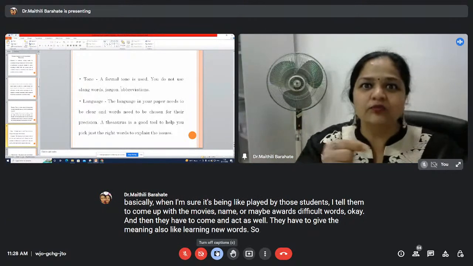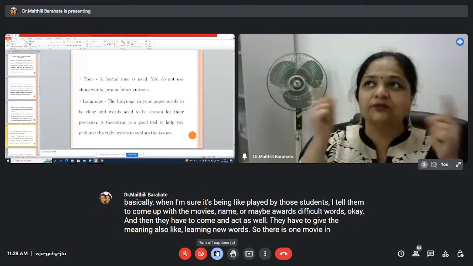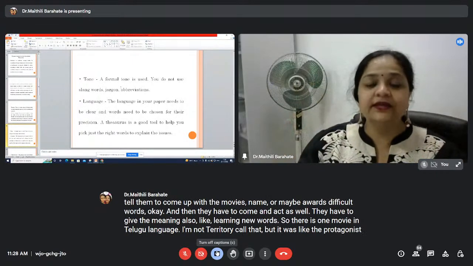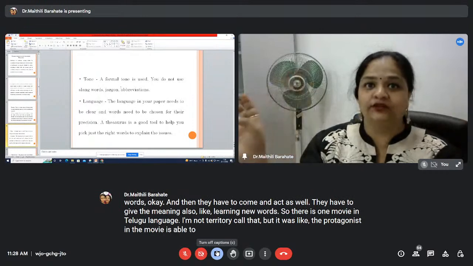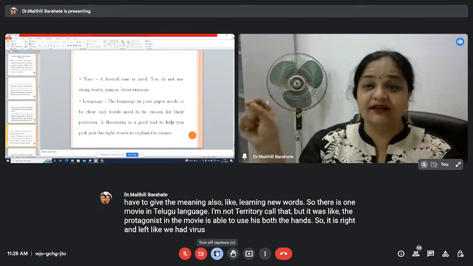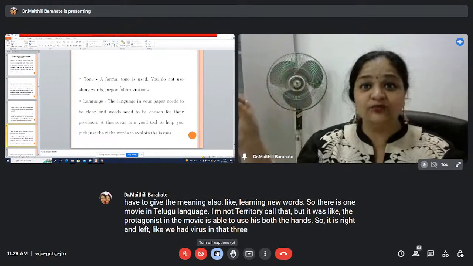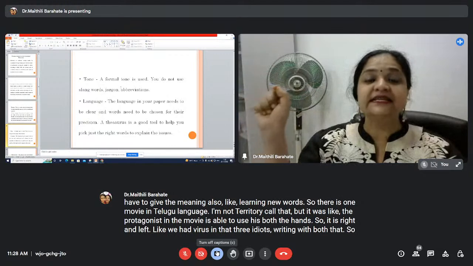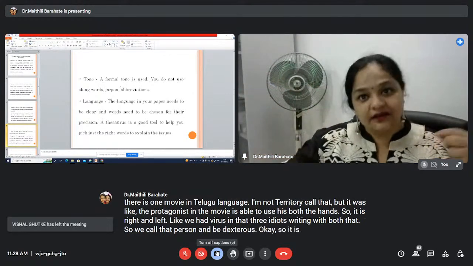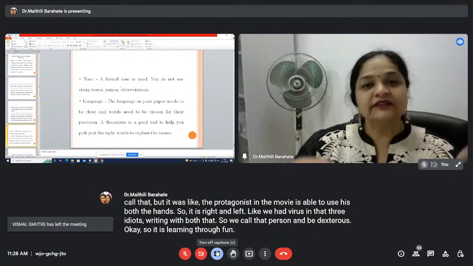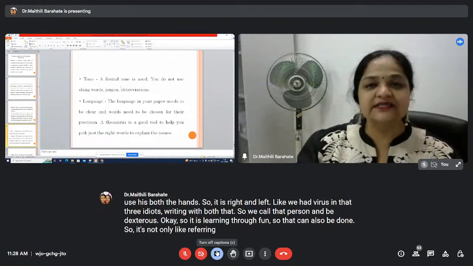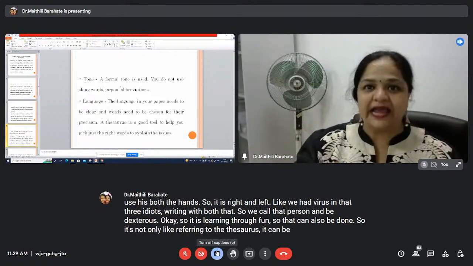There is one movie in Telugu. I'm not able to recall it, but the protagonist in the movie is able to use both his hands, right and left, like the virus in Three Idiots, writing with both hands. We call that person ambidextrous. So it is learning through fun. That can also be done. So it's not only referring to the thesaurus, it can be learning by activity.